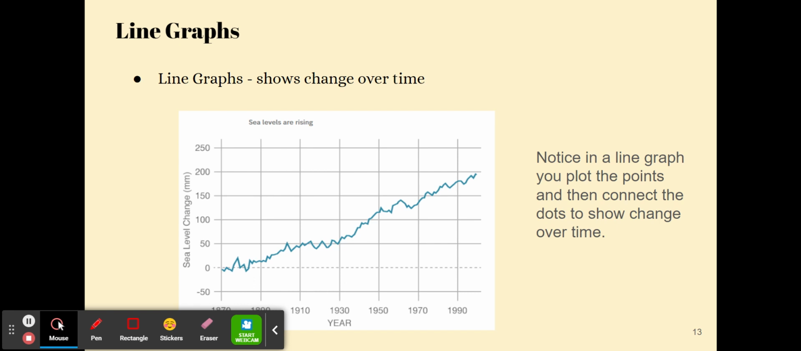A line graph is for things that show change over time. So this is looking at sea level and how sea level is rising over time. I would say that this title is not a particularly great title.